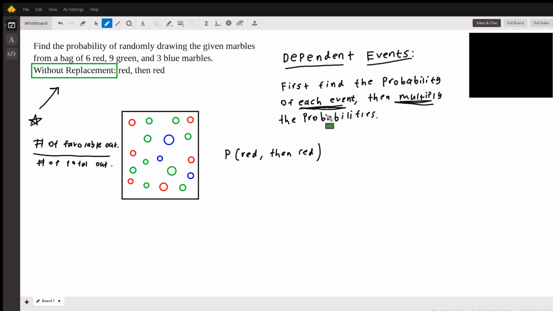Remember, we're going to first find the probability of each event. So the probability of getting a red marble is going to be 6 out of 18, because there are 6 red marbles in the bag, and there are 18 total marbles. That's going to be multiplied by the probability of getting a red. So here's where it gets tricky, and here's where students make mistakes. They will say, well, the probability of getting a red is 6 over 18. That is true for the first draw.